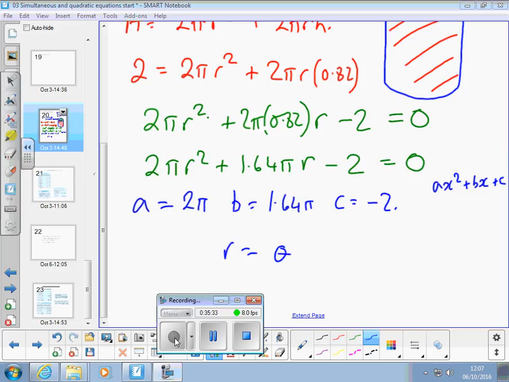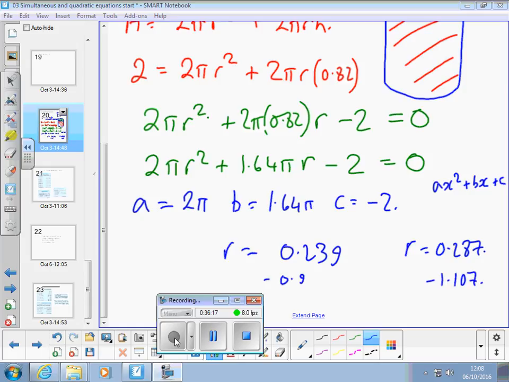0.239. Round that up. Anyone agree with that? I got 0.88. Who's right then? There is another solution, because there's a minus. 1.107. I got minus 0.992. The units of those, of course, are meters. We would need to double them. So which are right?